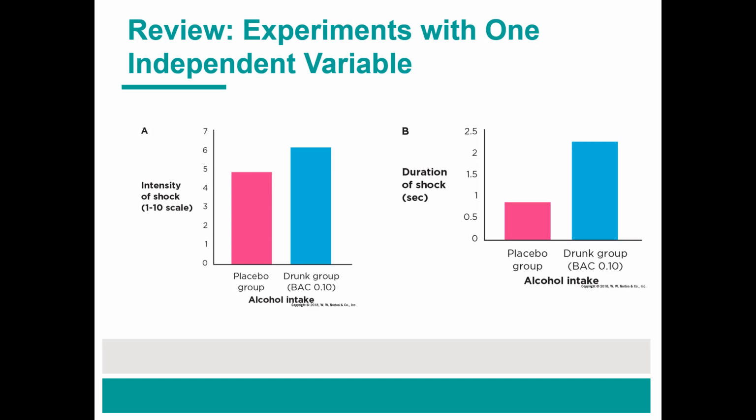The graph on the left shows that the drunk group administered more intense shocks than the placebo group, and the graph on the right indicates that the drunk group administered shocks of longer duration than the placebo group.